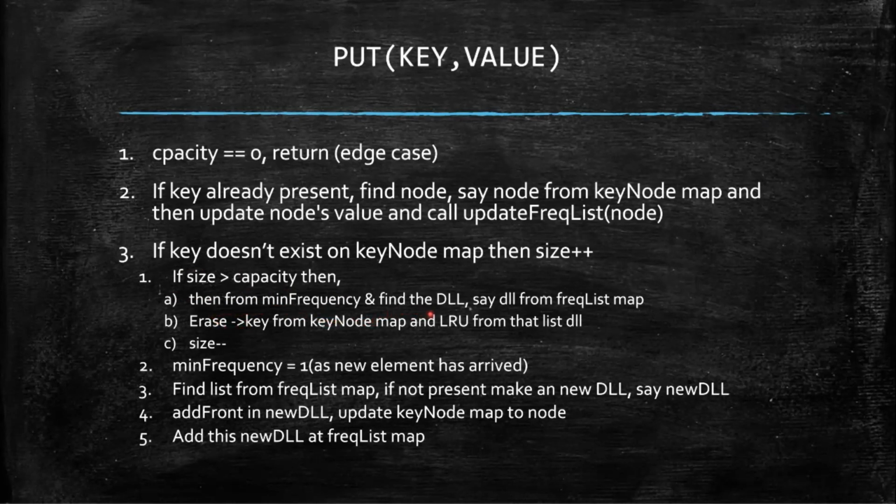size of the cache exceeds the capacity, I will do these steps. I will find the doubly linked list from the minimum frequency, and I will remove the least recently used node from that, and decrease the size of my LFU cache by 1, right? And I will put the minimum frequency as 1, because whenever a new element arrives, the minimum frequency will be 1, because it will be pushed at frequency 1 there. And then I will make a frequency doubly linked list and insert that into the frequency list map, right? So this is the implementation for put. So let's move on to the code.